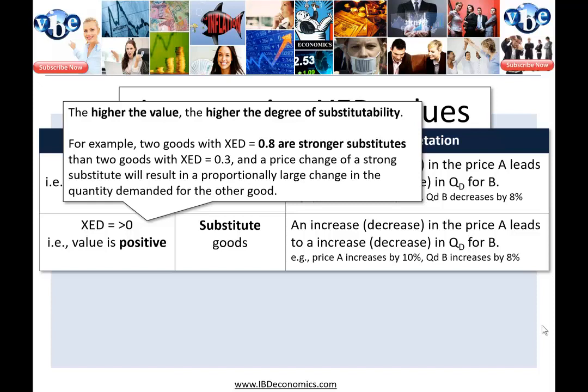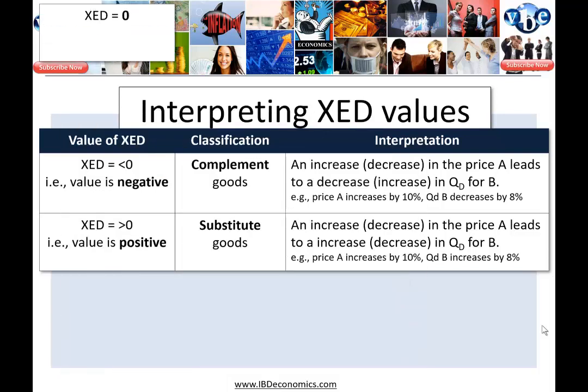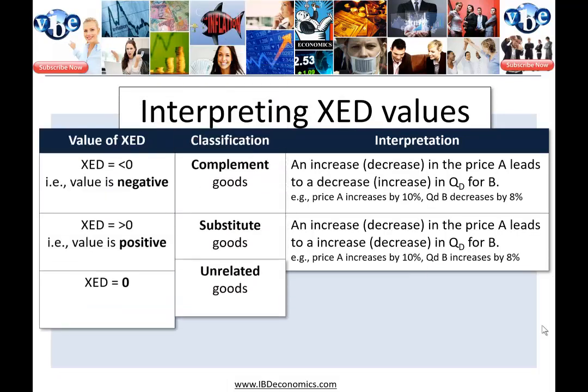Again, the higher the value, the stronger the degree of substitutability. So, for example, two goods with an XED of 0.8 are far stronger substitutes than two goods with an XED of 0.3. The price change of a strong substitute is going to result in a proportionally large change in the quantity demanded for the other good. Whereas with a weaker XED coefficient, the price change of the substitute won't result in as much change in the quantity demanded for the other good.